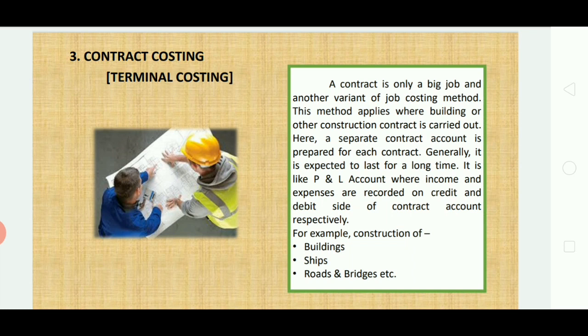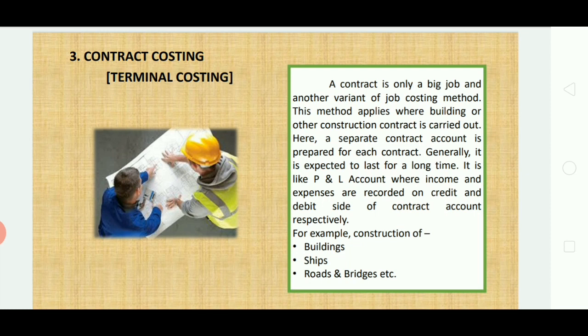એ લાંબા ડ્યુરેશનનું હશે because contract word is generally used in a construction business. contract word છે જનરલી કન્સ્ટ્રક્શન બિઝનેસમાં યુઝ થાય છે અને કન્સ્ટ્રક્શન બિઝનેસ છે એ ક્યારેય 1 or 2 વીકનો જનરલી નથી હોતા, but it is of a long duration like of 6 months, 8 months, 1 year or more than a year. Right? This method applies where building or other construction contract is carried out.